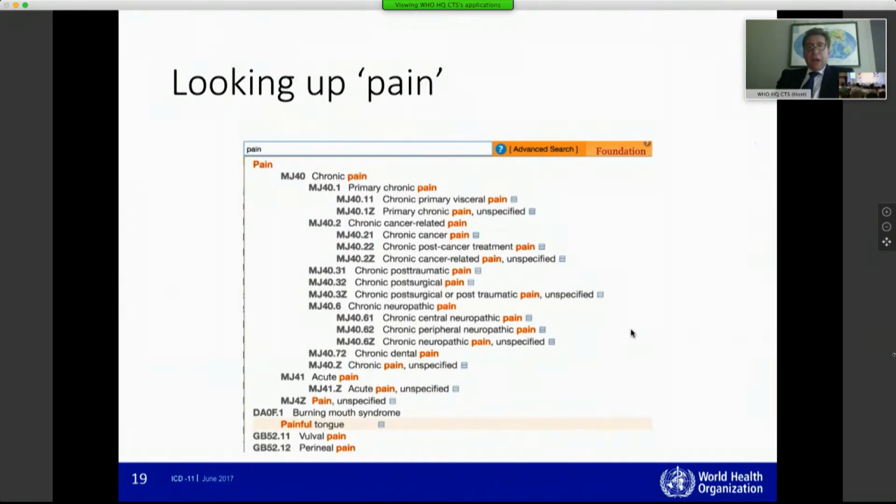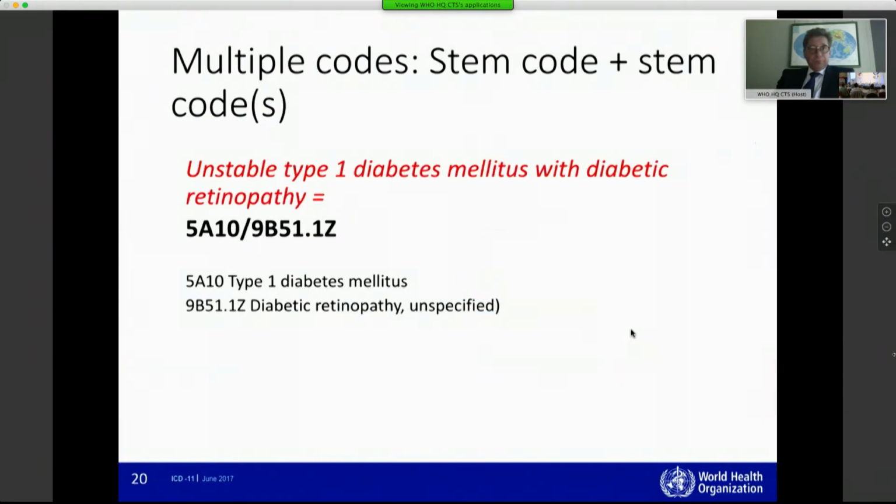So if I look up pain in this browser, this is what you can see if you enter pain. You see here the different types, and it's similar to the coding tool, but at least you get an overview at any time. What is new in the classification?